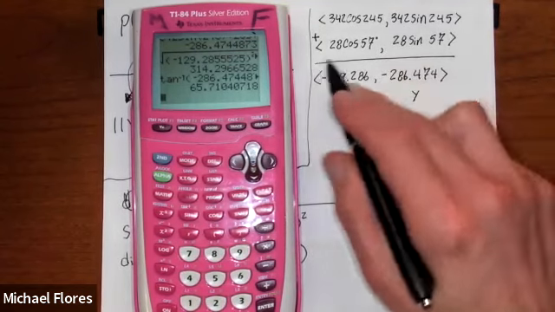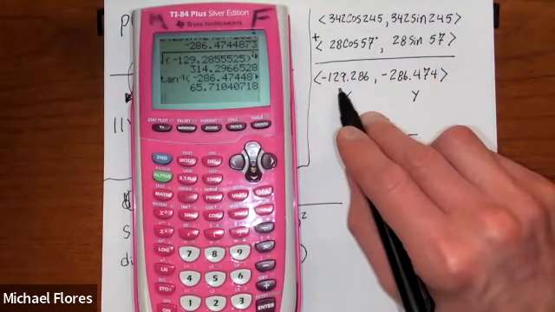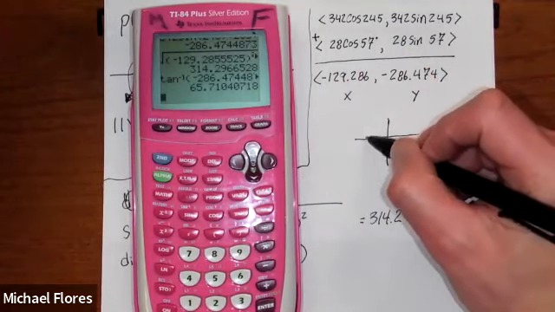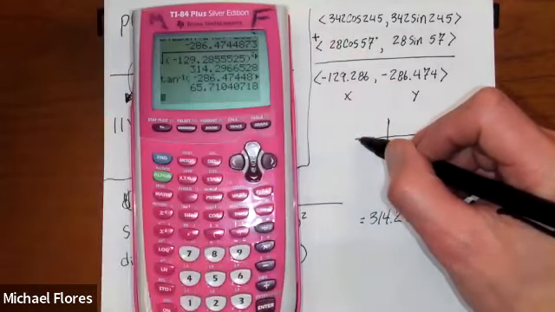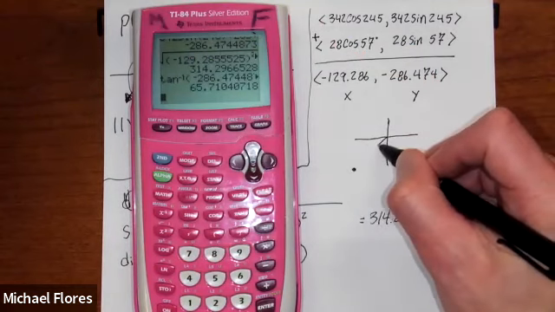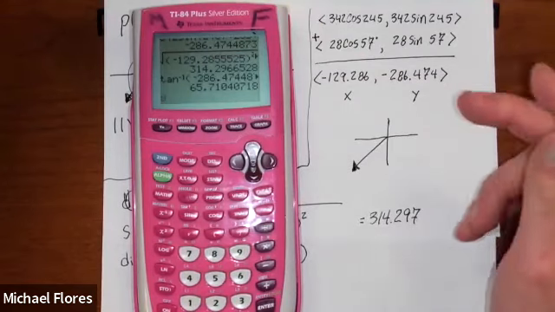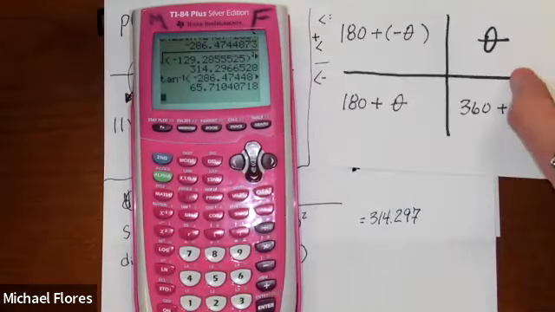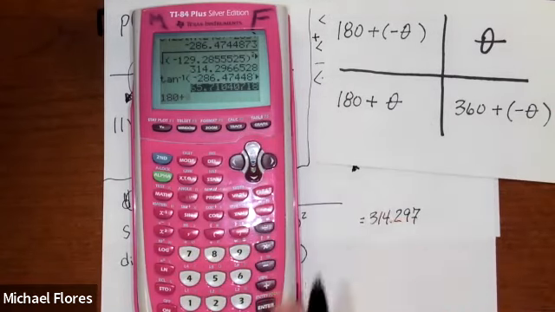So if we were to plot this point on a coordinate plane, we'd have to go left 129 units, so way down this direction on the x-axis, and then down 286 units. So way down here, we would then plot our point and connect the terminal ray. So we're in quadrant 3. And that's the pattern for quadrant 3: 180 plus that angle that we just solved for.